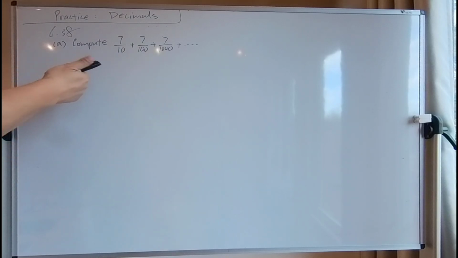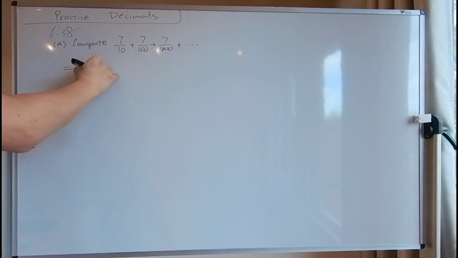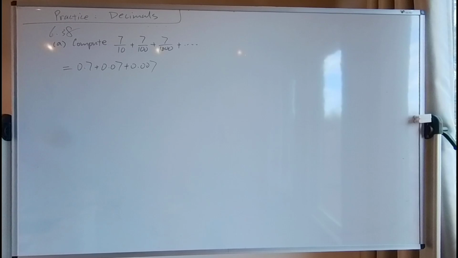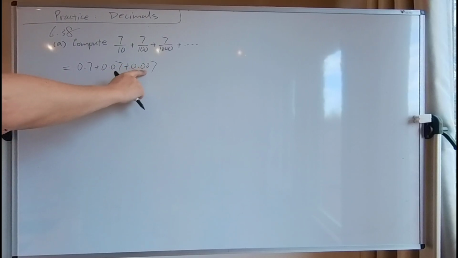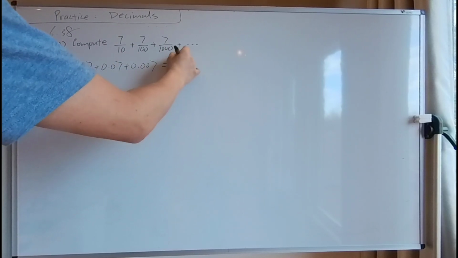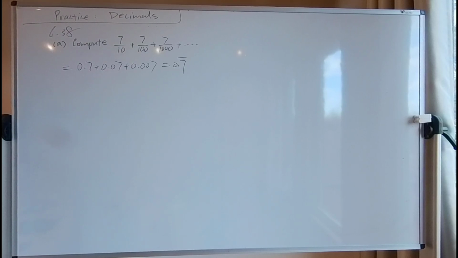Because the denominator is a power of 10, I can easily convert each fraction into a decimal number. So I'll have 0.7 plus 0.07 plus 0.007. Each time your denominator increases by 10 times, I have one more zero after the decimal point, or the decimal point moves one step to the left. So I will have 0.7 repeating. And that's it for the first question. So I can compute these fractions by rewriting them into decimals.